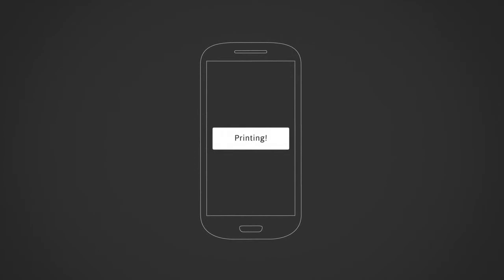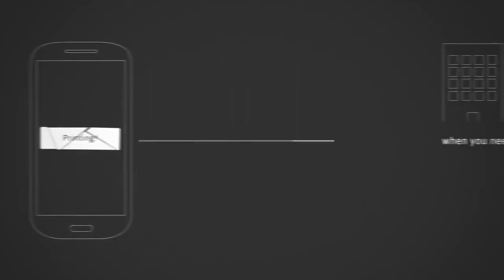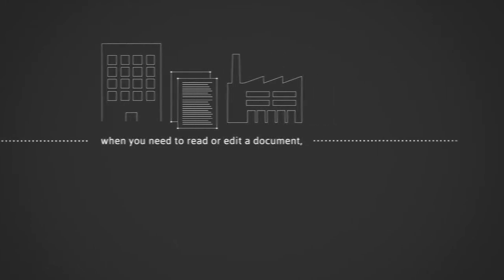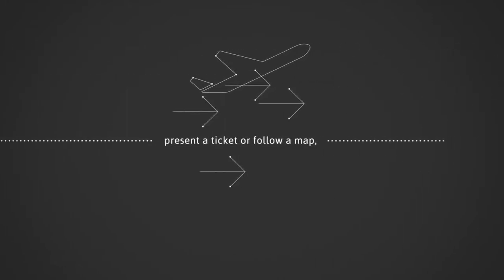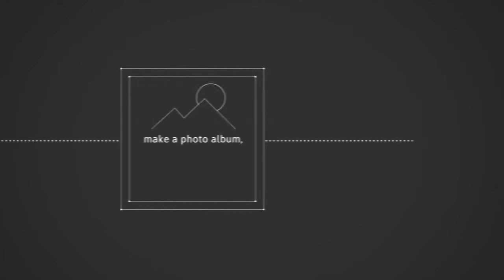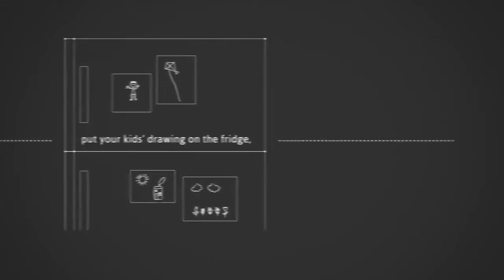If you need to print something, it can be difficult to do from your mobile. So when you need to read or edit a work document, present a ticket or follow a map, make a photo album, put your kids' drawings on the fridge, follow a recipe, you typically have to ditch your mobile and use a computer. But all of that is about to change.